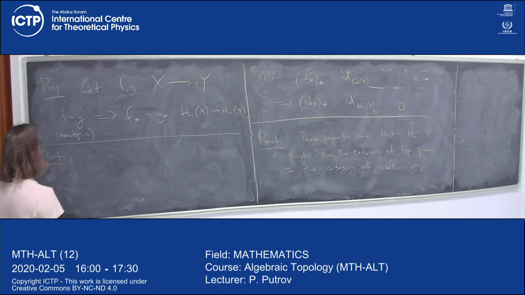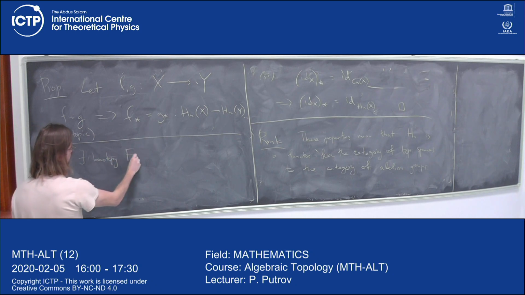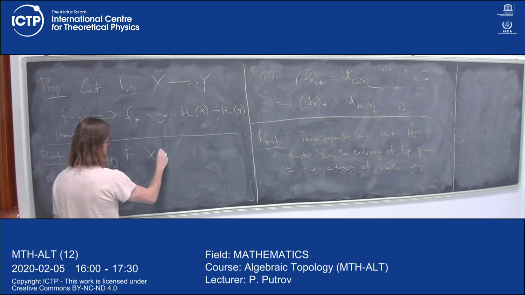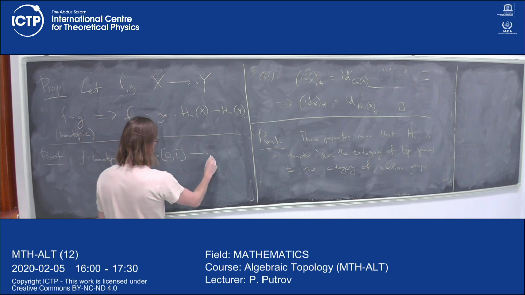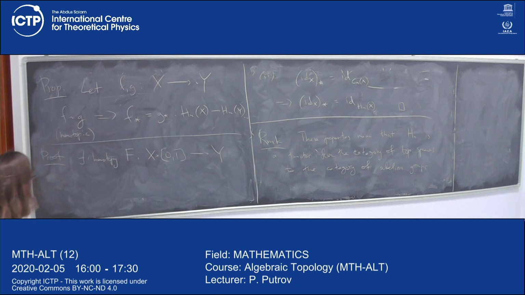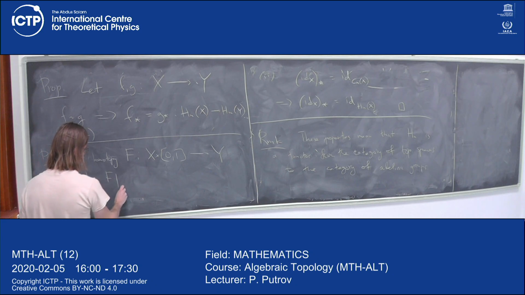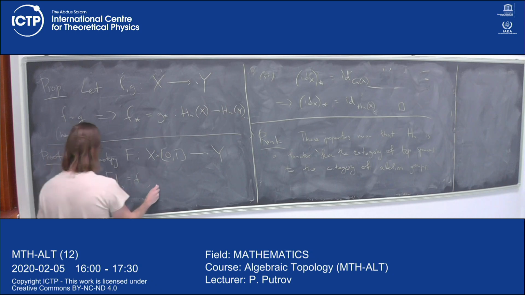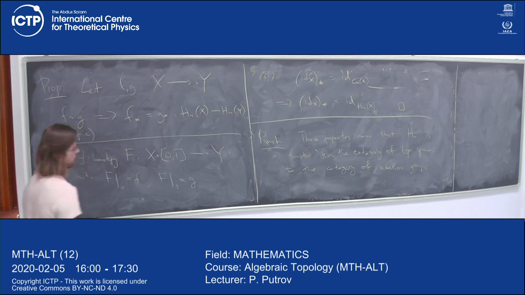So they are homotopic, then there exists a homotopy. This means there exists a homotopy F from X times the unit interval to Y, such that if I restrict F to 0, this is F, and if I restrict F to 1, this is G.